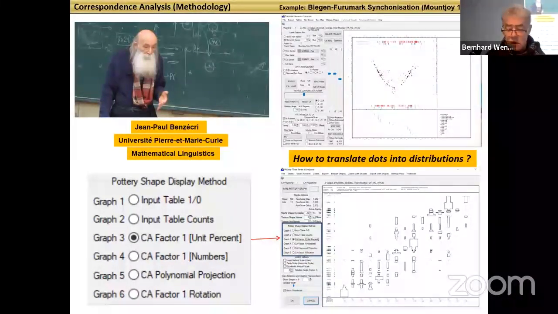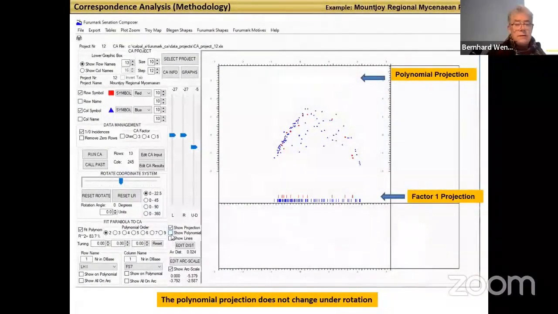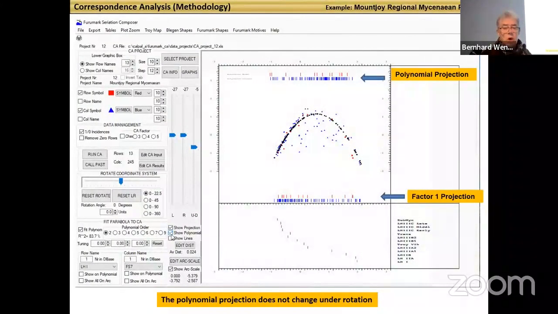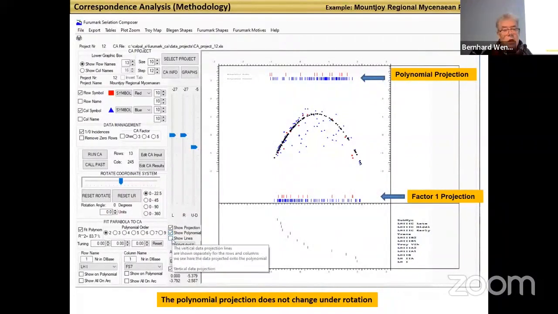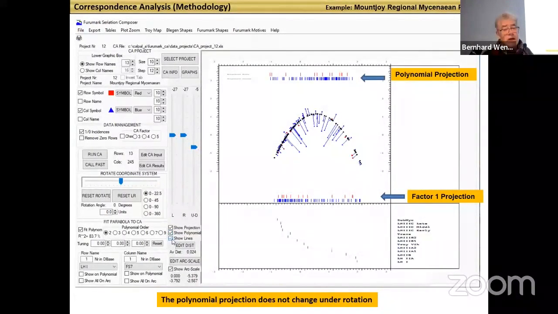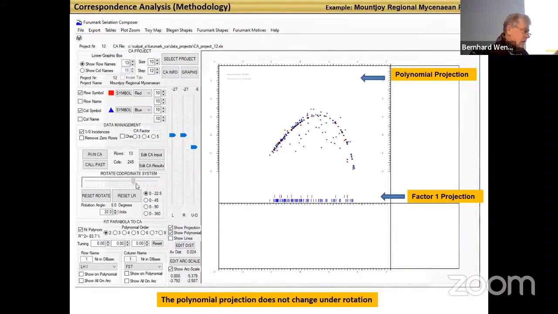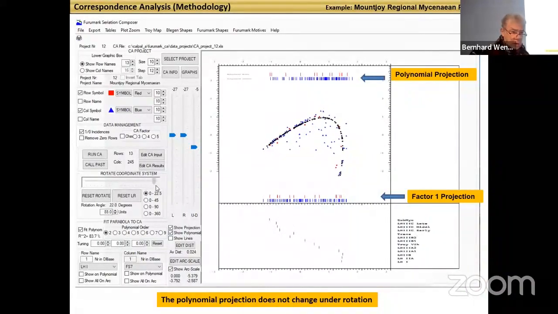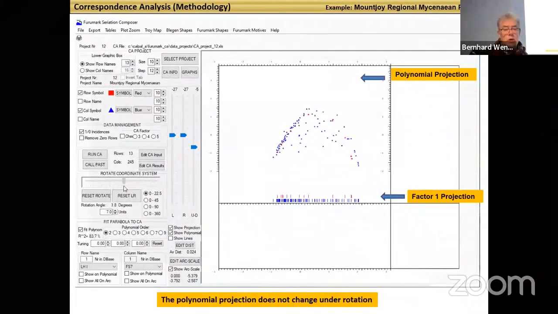I'll just go one step forward, then you'll see what's happening. Here's the menu. That's the polynomial. It should be running now. That's the projection of the scores onto the polynomial. Now we can make a scale running along the polynomial. We can let our pottery run along the polynomial. Then we can turn the polynomial.